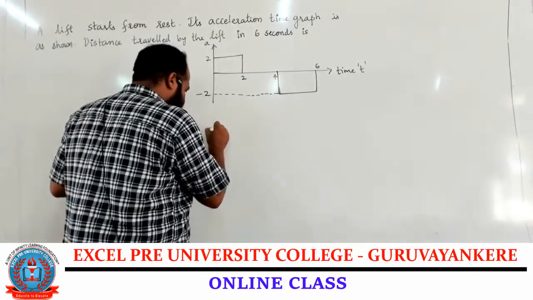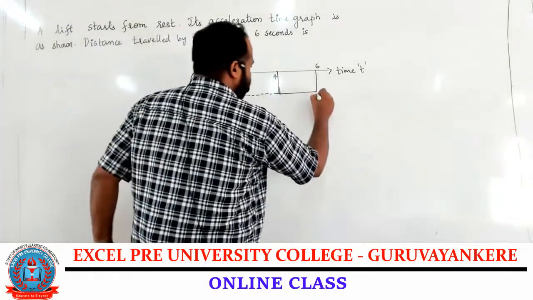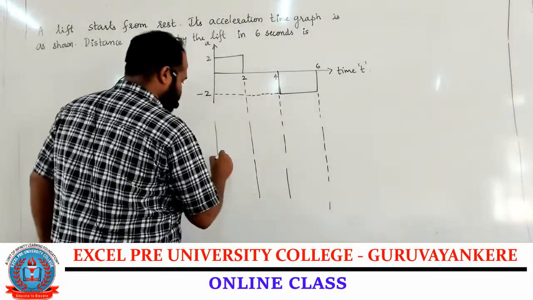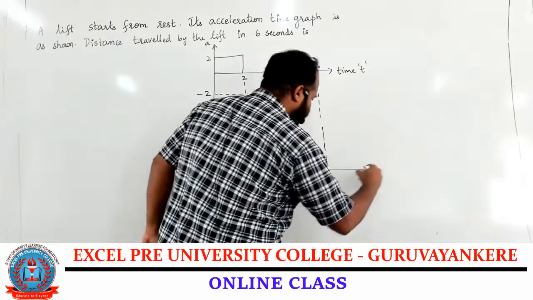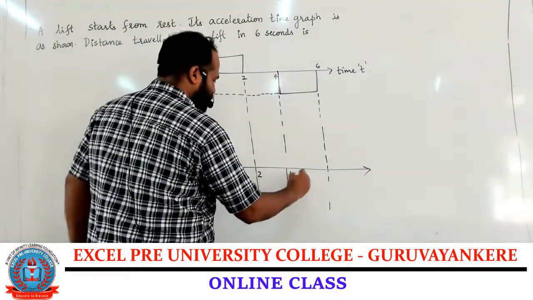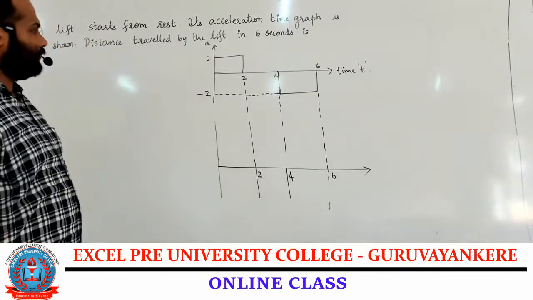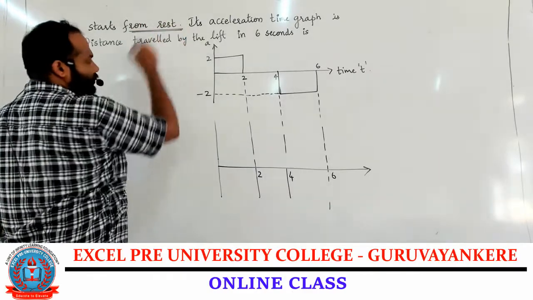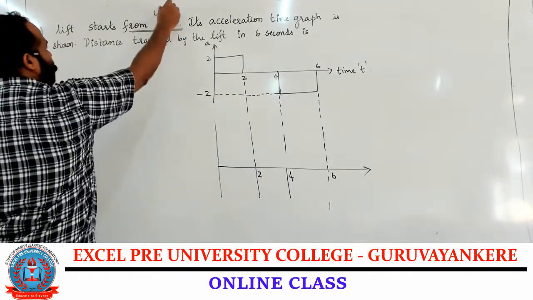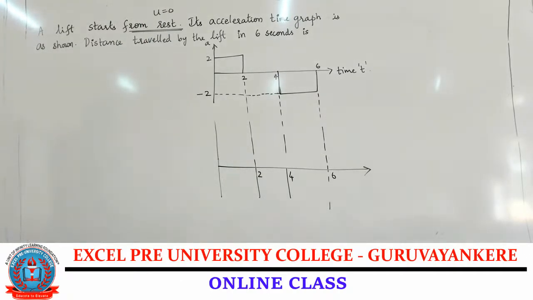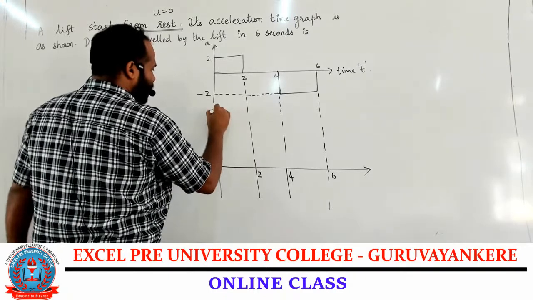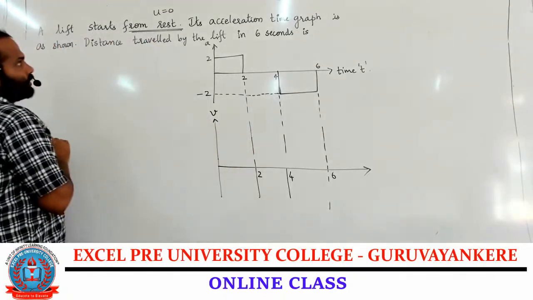So, note, the same timing diagram I will take. This is 4 seconds. This is 2 seconds. So what I'll do, I'll draw a graph. This is 2 seconds, 4 seconds, 6 seconds. Is that clear? The lift starts from rest, so its initial speed should be 0. So at the end of 2 seconds its speed should be v.